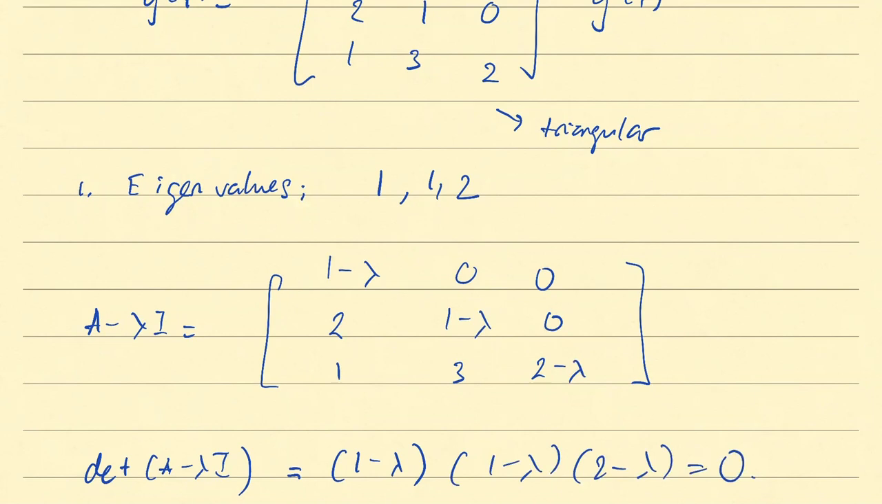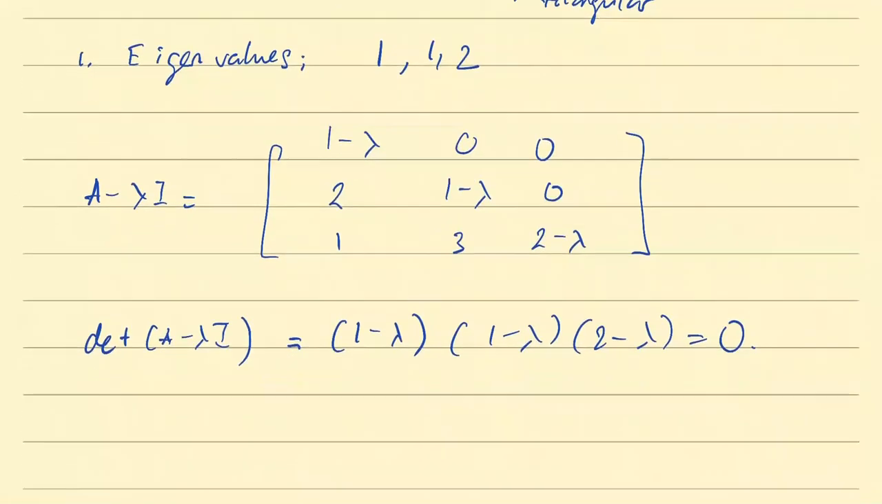In general, the determinant of a triangular matrix is the product of the diagonal entries, exactly because of this reason: as you go down, the zeros always cancel things out for you until the end. So now let's see the eigenvectors.